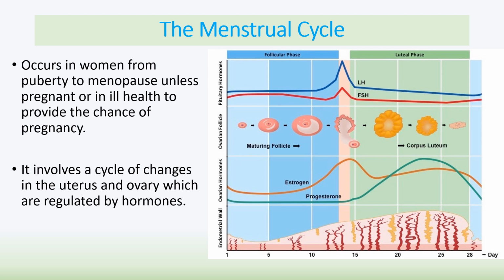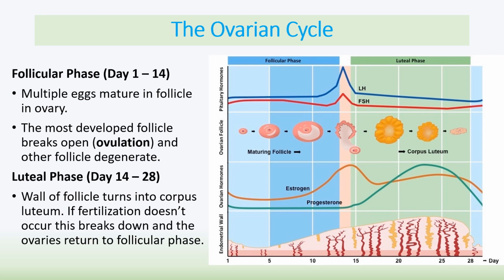If we look first of all at the menstrual cycle, because this is obviously involved in releasing a mature egg. It occurs in women from puberty to menopause unless pregnancy or ill health, and it involves changes in the uterus, which are regulated by hormones, in a series of different stages. Day 1 to 14 is the follicular phase, where multiple eggs mature in the follicles in the ovaries, and the most developed follicle is then broken open, called ovulation. The other follicles that were created and matured degenerate.